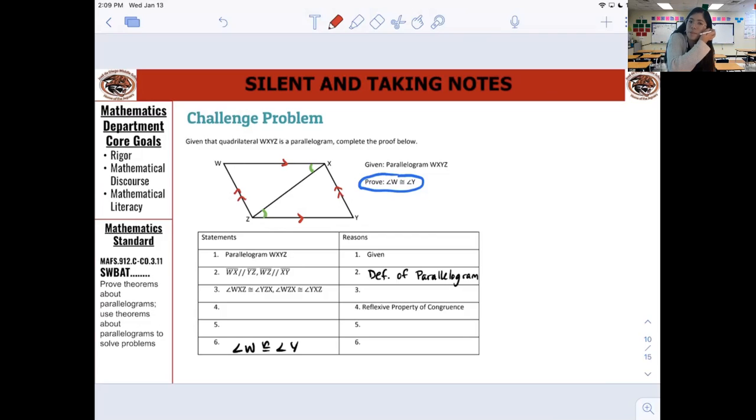Okay, yes, Emily beat everybody to it. Emily is correct. Those are alternate interior angles. And so are these. Since we have parallel lines, we have a transversal, we have alternate interior angles.